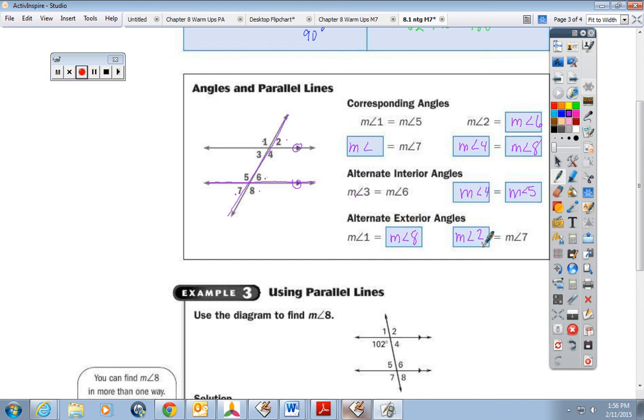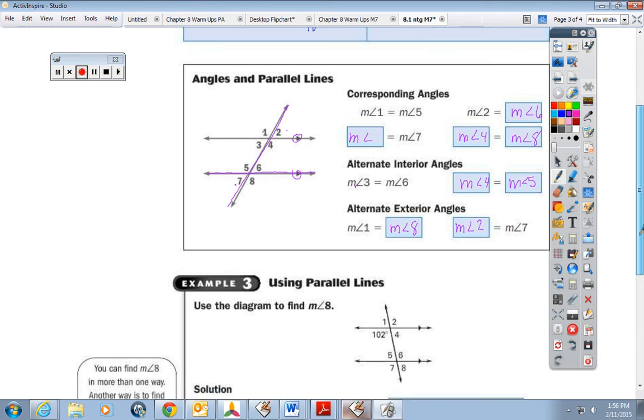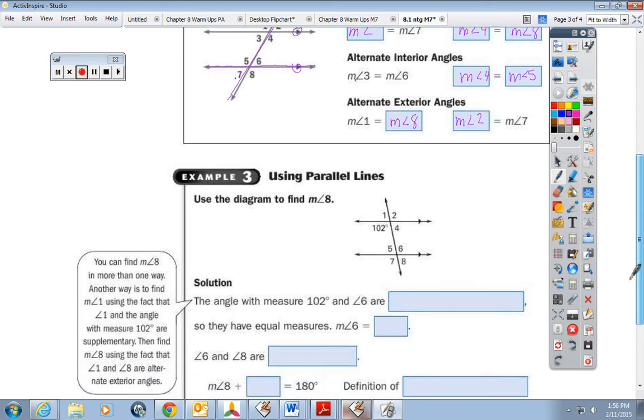So example 3 is using the parallel lines. Use a diagram to find the measure of angle 8. Okay, and again, if you look over to the little box, there's more than one way to find it.